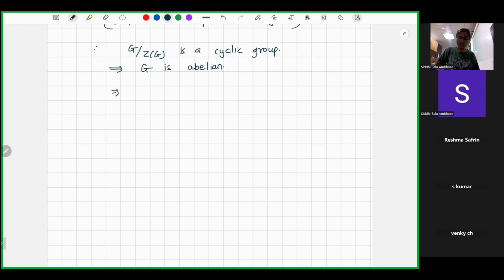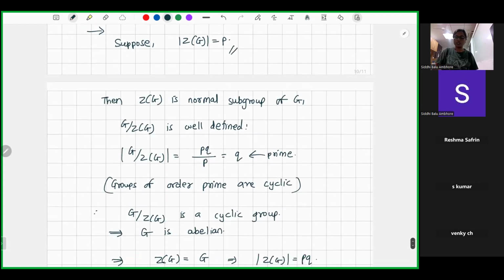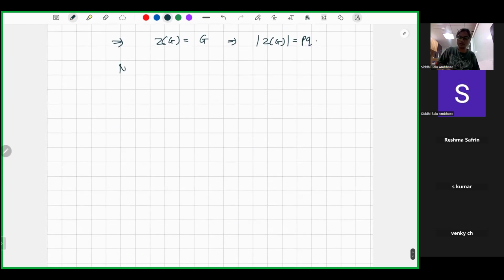So if G is abelian, this implies ZG is my whole G, and this implies the size of ZG is PQ. But this contradicts my assumption that the size of ZG is P. So this is not possible. What is not possible? That the cardinality of ZG being P is not possible.